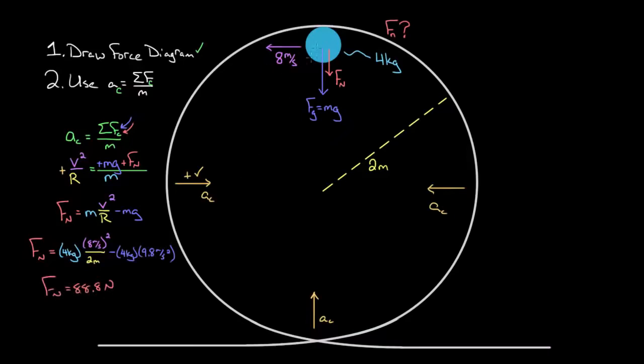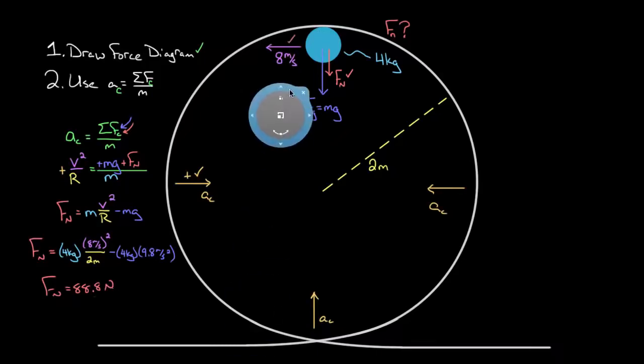This is how much downward force is exerted on the ball from the track, but from Newton's third law, we know that that is also how much force the ball exerts upward on the track. So whatever you make this loop out of, it better be able to withstand 88.8 newtons if people are going to be rolling this ball around the loop with 8 meters per second. Now let me ask you this.